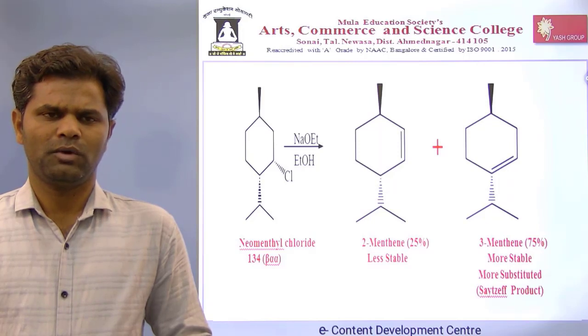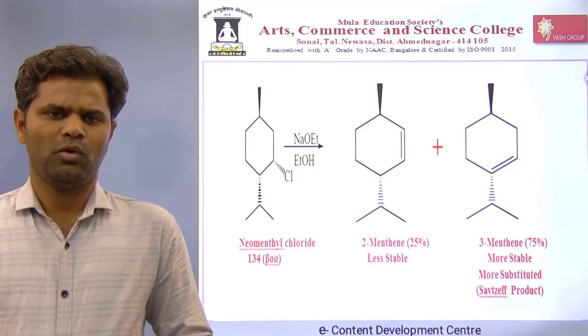Out of these two, if you consider the stability, 2-methene is less stable and 3-methene is more stable. According to the Saytzeff rule, the more saturated olefin is obtained as the major product. As 3-methene is more stable, it is the more saturated one. If you consider the percentages in this case, 2-methene is formed as 25% and 3-methene is formed as 75% as the major product.